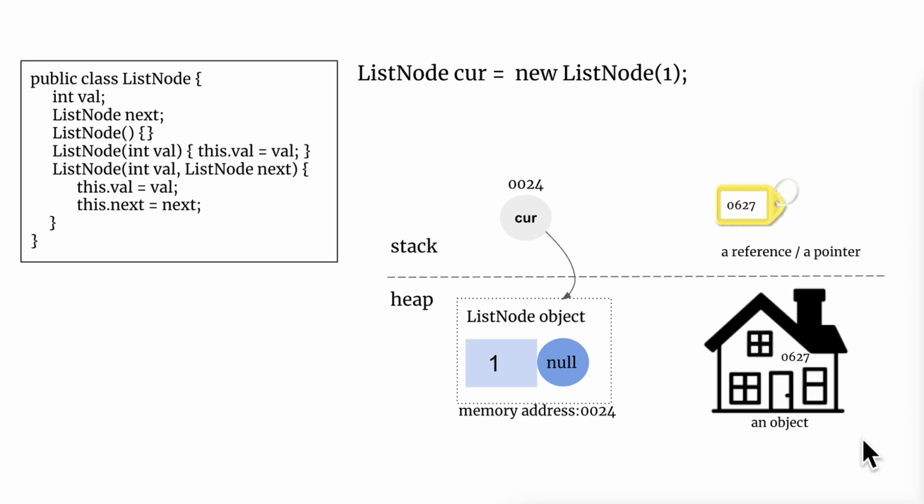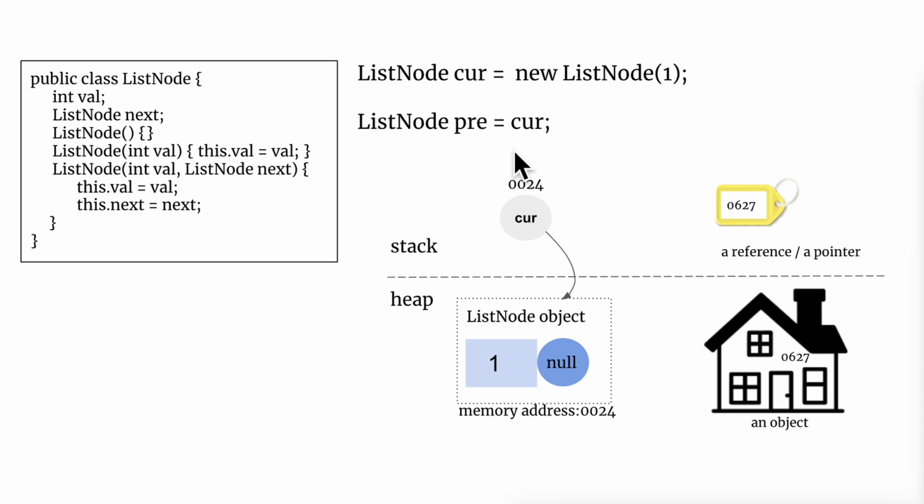To make it easier to understand, I'm going to use a metaphor. Suppose I have a house numbered 0627. Clearly, this house is an object. So this house tag with the number 0627 is a reference, also known as a pointer.